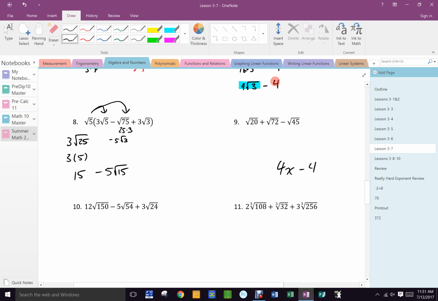I don't know, it's just written differently in my eyes, so it's kind of confusing. But it isn't. It's 4 times the root of 3. This is 4 times x. They're the same thing. I know, I understand that. It's just the way I've been taught in the past.